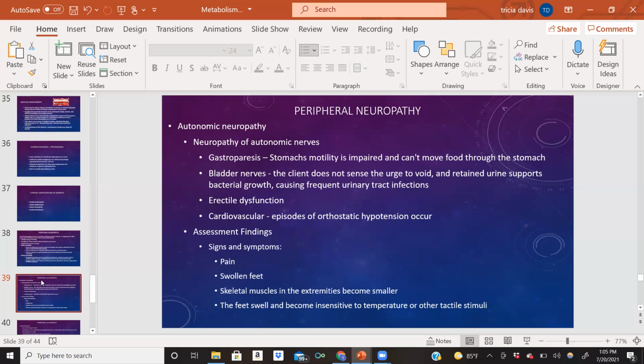So what are our assessment findings, our signs and symptoms? We may see pain, swollen feet. The patient's skeletal muscles in their extremities are going to become smaller because they're losing muscle. The feet swell and they become insensitive to temperature or other tactile stimulation.